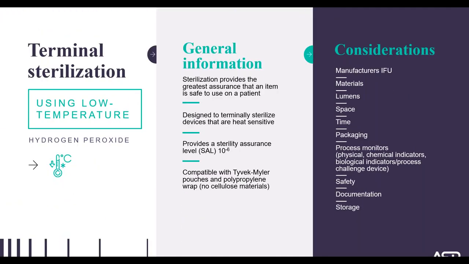Terminal sterilization using low temperature hydrogen peroxide gas plasma provides the greatest number of quality monitors. These quality monitors are physical, chemical, and biological. The physical is the printout that lets you know the sterilizer parameters have been met and the cycle has completed. And the chemical is your internal and external indicators that let you know that the sterilant reached that particular area. The biological indicator is the closest thing you can use to confirm sterilization because of the destruction of the bacterial spores.